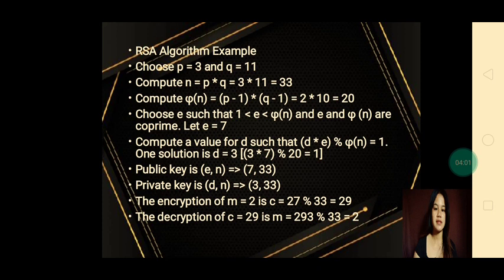Public key is (E, N) equals (7, 33). Private key is (D, N) equals (3, 33). The encryption of M equals 2 is C equals 2^7 mod 33 equals 29. The decryption of C equals 29 is M equals 29^3 mod 33 equals 2.